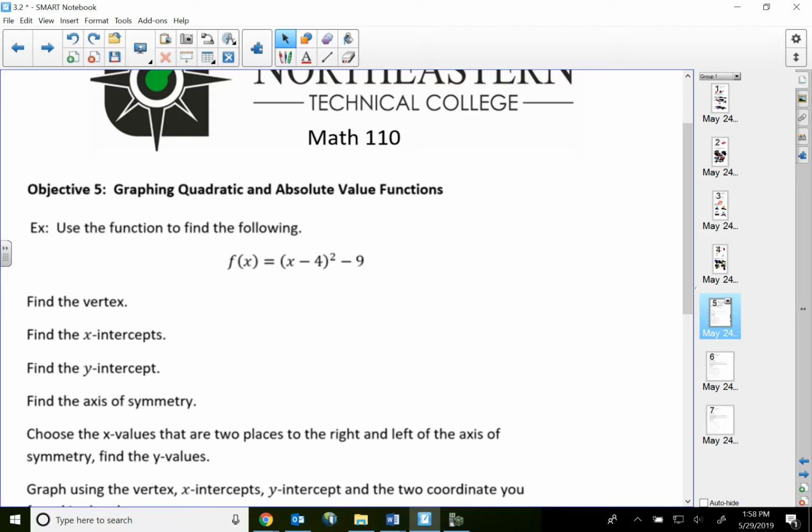The first thing I've got to do is find the vertex. Let me write it up here real quick: a times (x minus h) squared plus k. Right now my quadratic function is written in vertex form. The x matches the subtraction, so h has to be 4, and my k has to be -9. So my vertex is located at (4, -9).